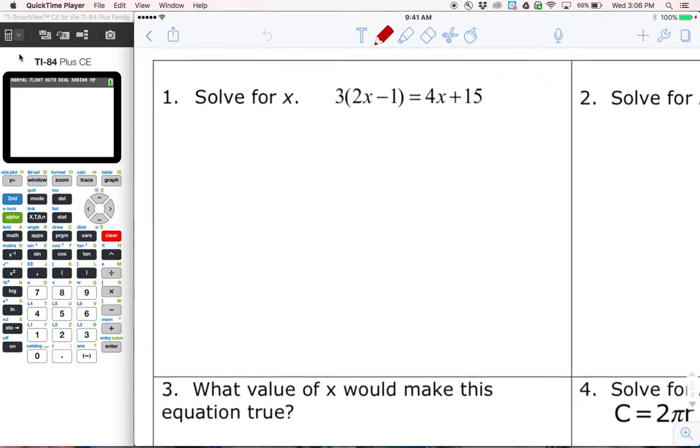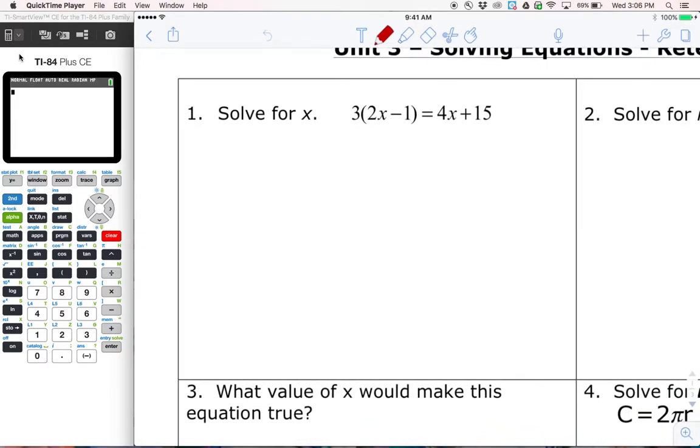We are solving for x. Remember when we're solving, if you have parentheses, deal with them first. And we get rid of parentheses using distribution. So 3 times 2x is going to give me 6x. And 3 times negative 1 is a negative 3. All right, this is equal to my right side, which is 4x plus 15.